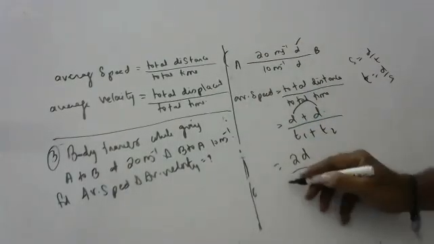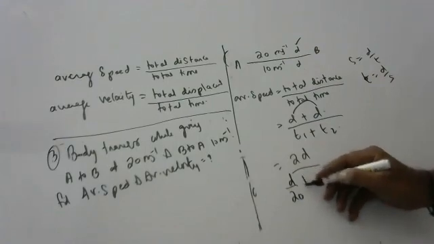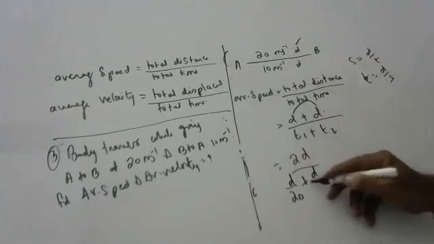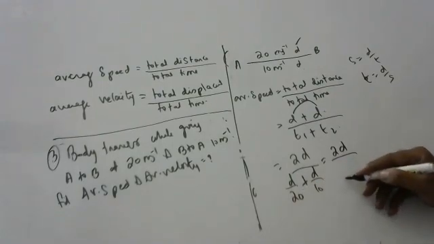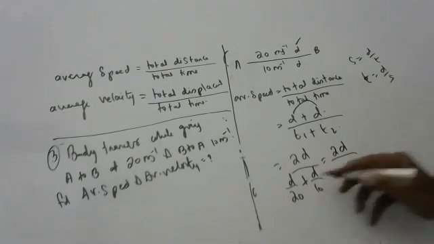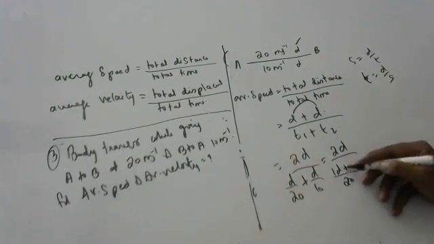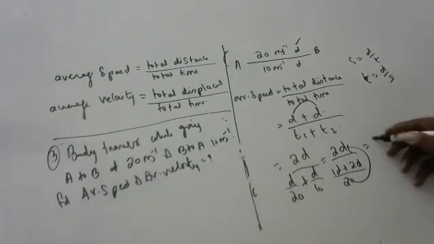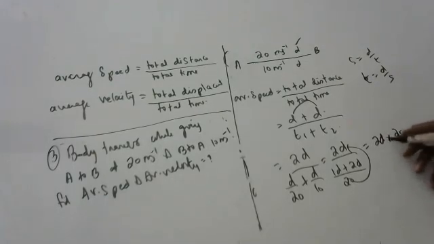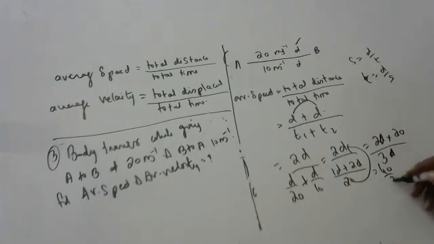While going d by 20 and while coming d by 10. So 2d divided by this. The LCM of 20 and 10 is how much, children? 20. 20 ones are 1 into d, 1d. 10 twos are 2 into d, 2d. So 3d by 20. 2d into 20 by 3d, d cancels. 40 by 3, that is 13.33 meters per second is the average speed.